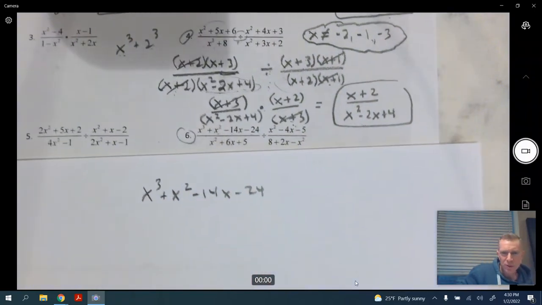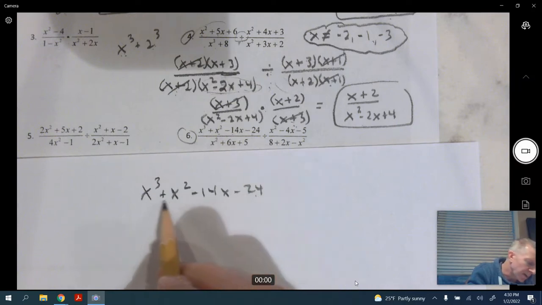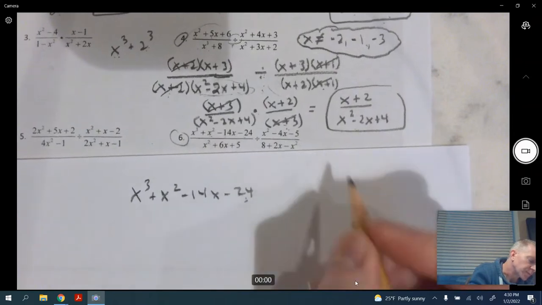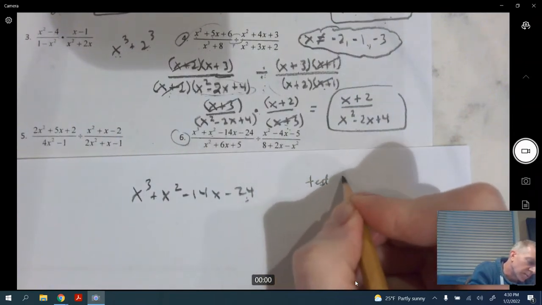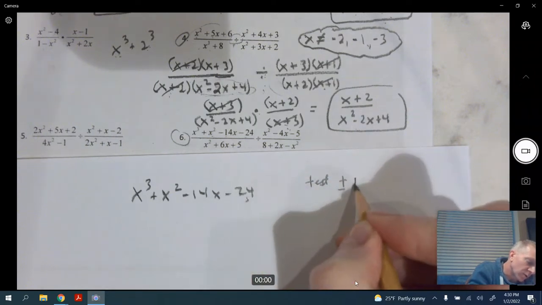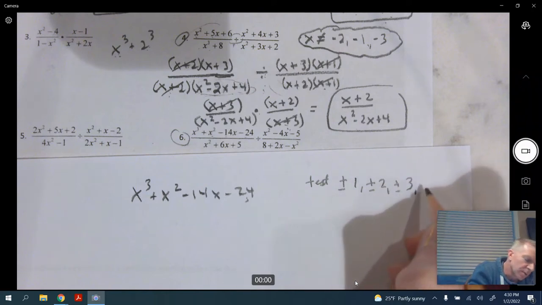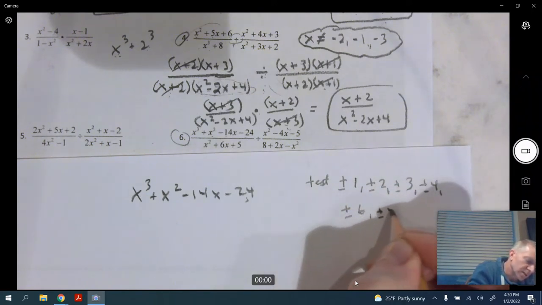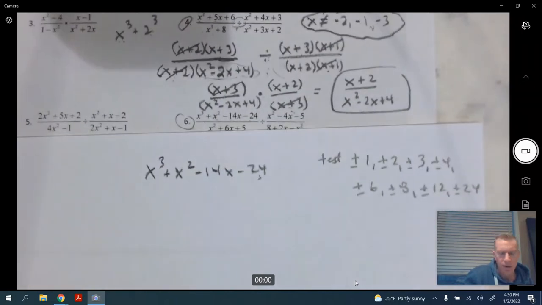Remember what we do? We use the rational root theorem. We're trying to find factors of 24. And then we plug them back into this entire polynomial to see if we get 0. Okay, so the ones we're going to test are plus or minus all the factors of 24. So plus or minus 1, plus or minus 2, plus or minus 3, plus or minus 4, plus or minus 6, plus or minus 8, plus or minus 12, plus or minus 24. And again, we don't have to test them all.